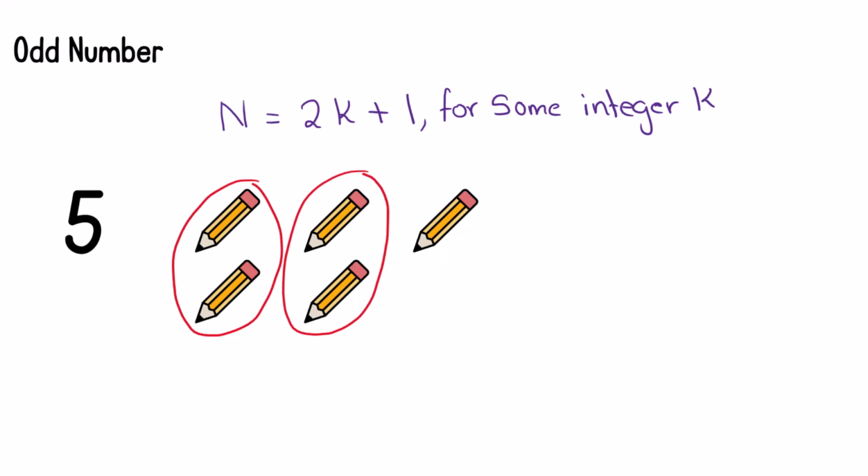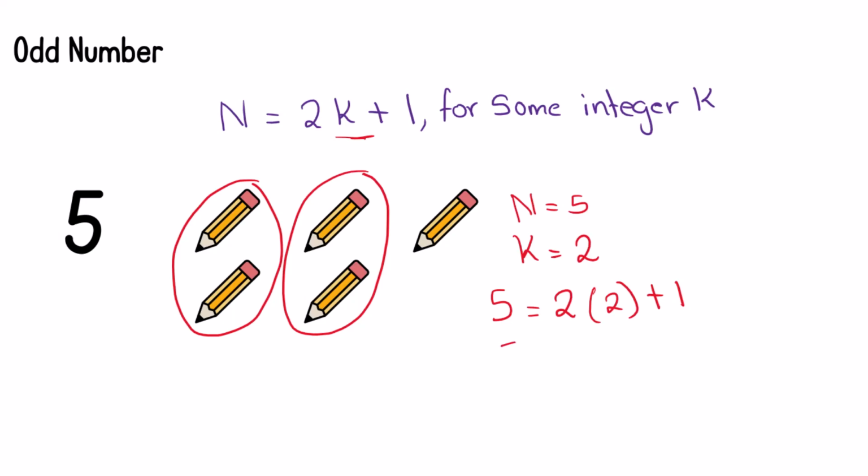But how does this connect to our mathematical formula for odd numbers? Remember, this is the formula n is equal to 2k plus 1, where k is any integer. Let's apply this formula to our practical example. In this case, n is equal to 5 because the total number of pencils we have got is 5. Since there are 2 distinct groups containing 2 pencils each, k is equal to 2. And so, substituting n is equal to 5, we have got 5 equals 2 times 2 plus 1.